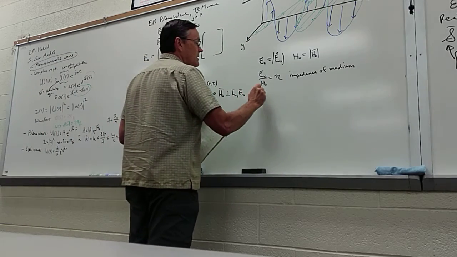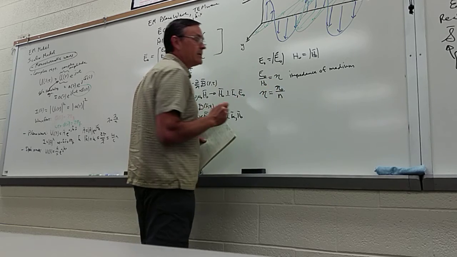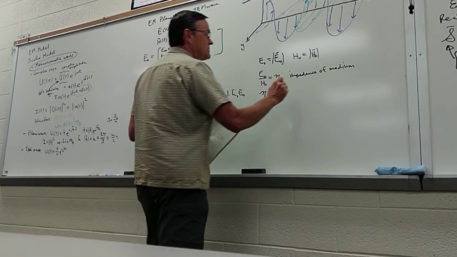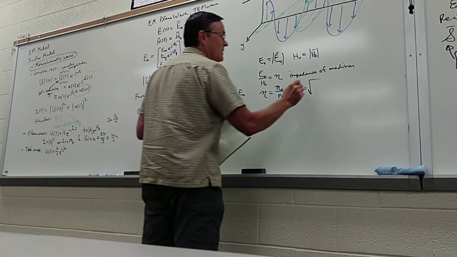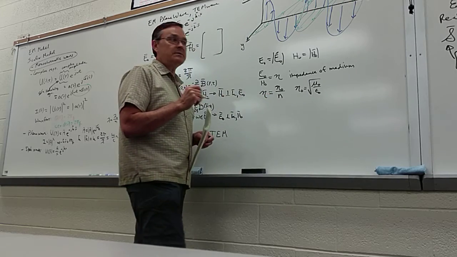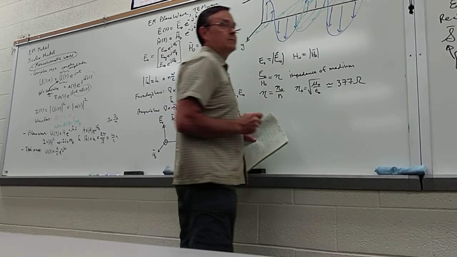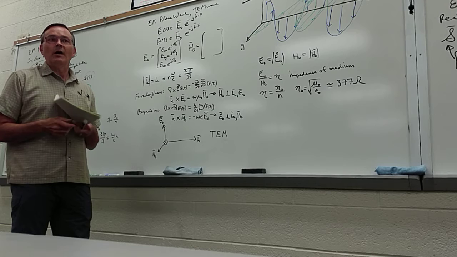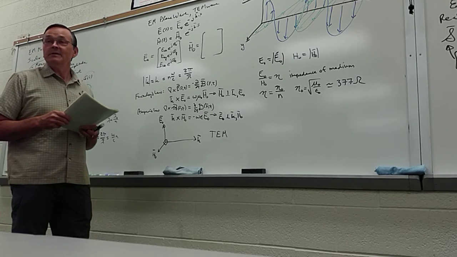So eta, the impedance of the medium. And the impedance of the medium is the impedance of free space divided by the refractive index. And the impedance of free space is the square root of the ratio of the permeability of free space divided by the permittivity of free space, which is about 377 ohms. It's kind of wild that free space has an impedance, but that's the impedance.